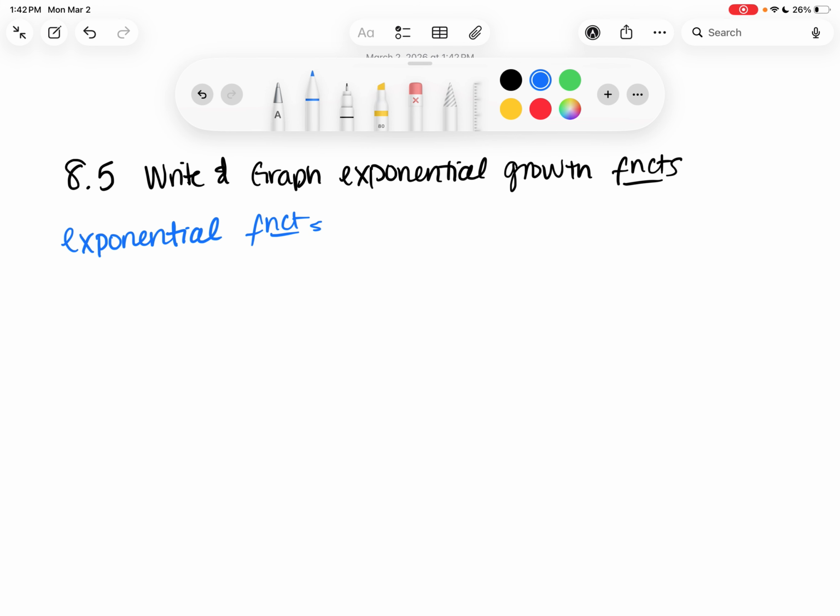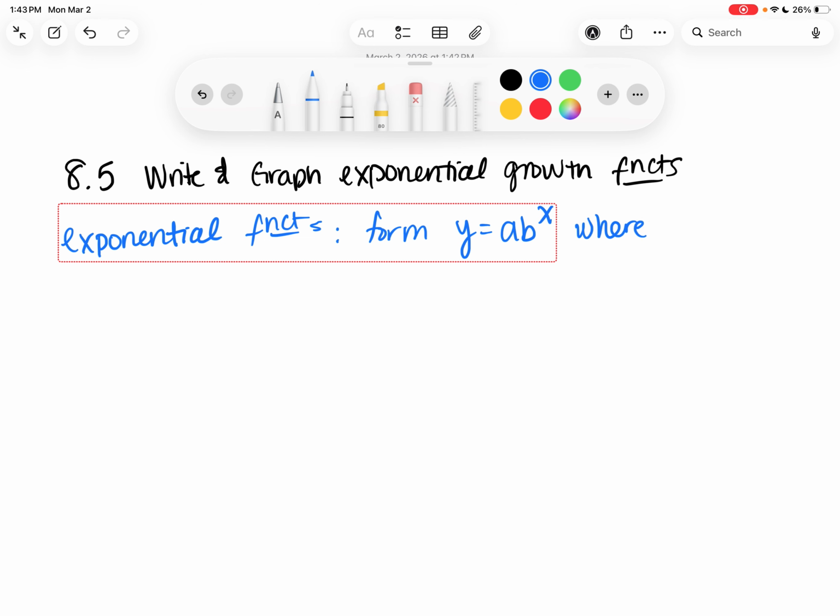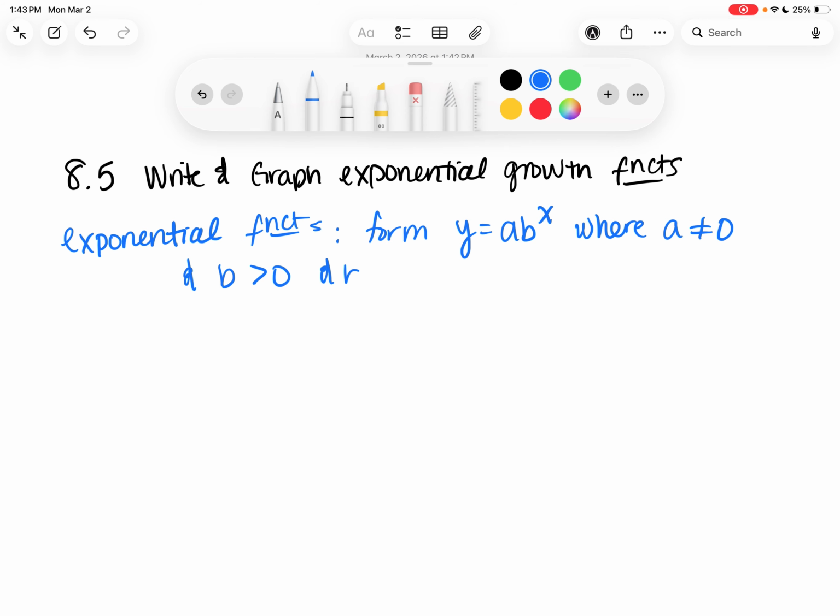Exponential functions are of the form y equals a b to the x, where A is not equal to 0, and b is greater than 0, and b is not equal to 1. These are non-linear functions.